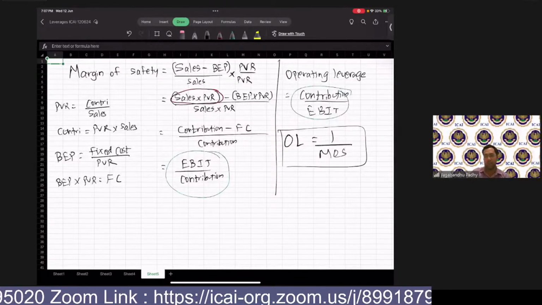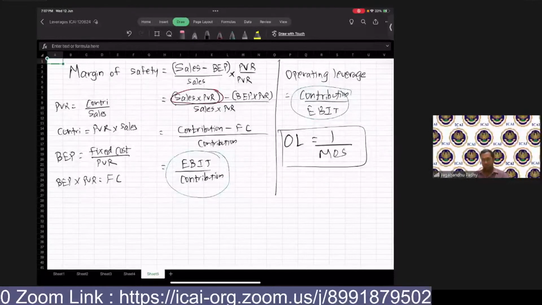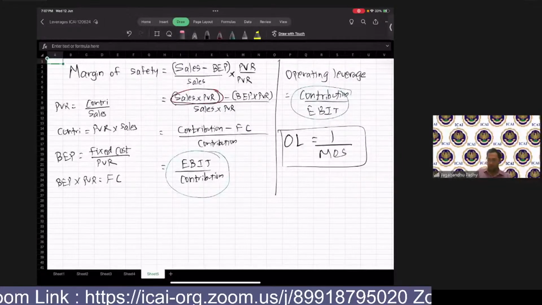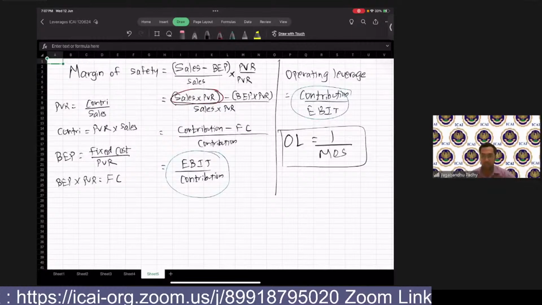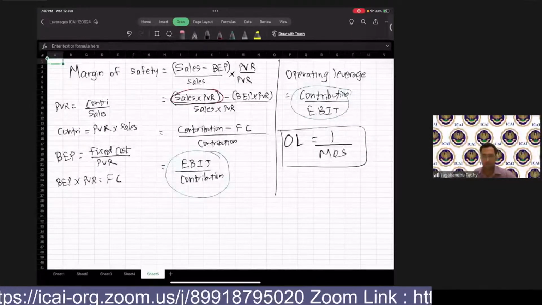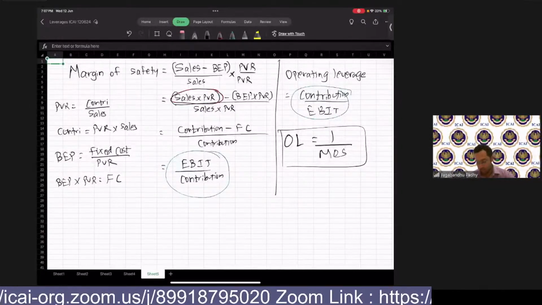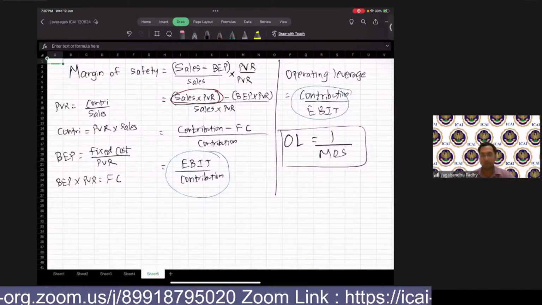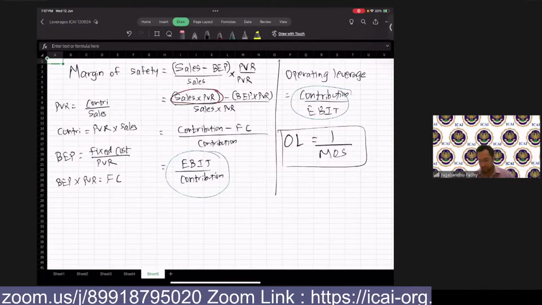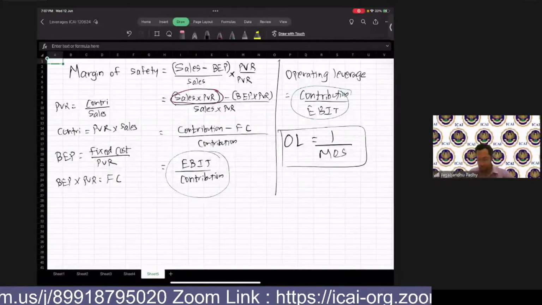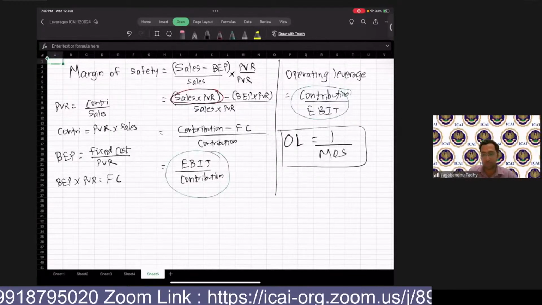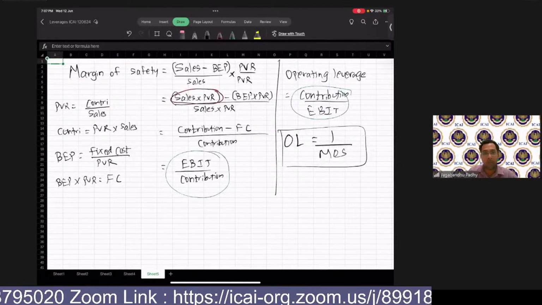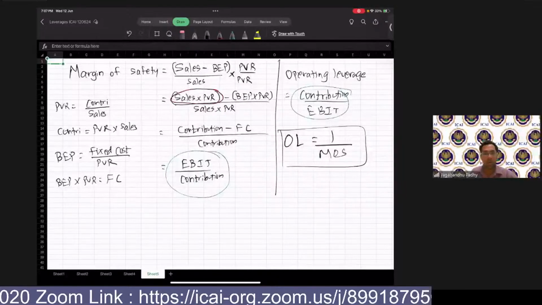Anywhere you have operating leverage, when I'm supposed to calculate margin of safety, or margin of safety is given and we want to compute the operating leverage, then we can use this simple relation between operating leverage and the margin of safety. Okay.